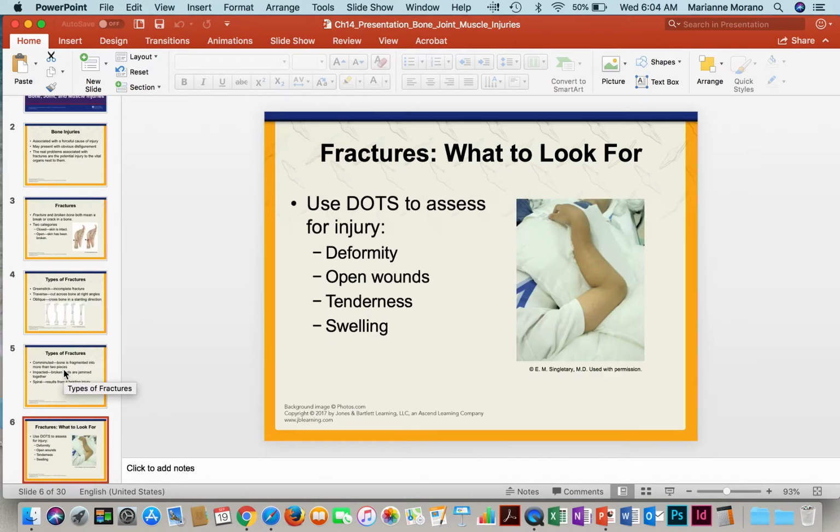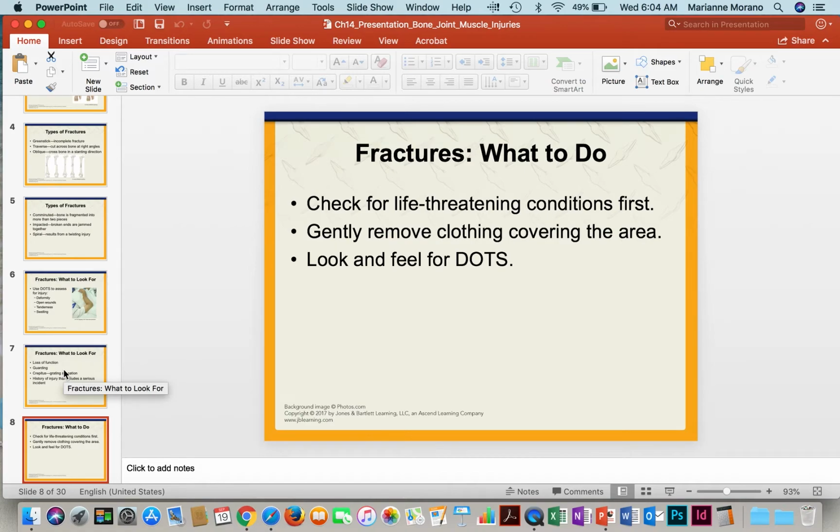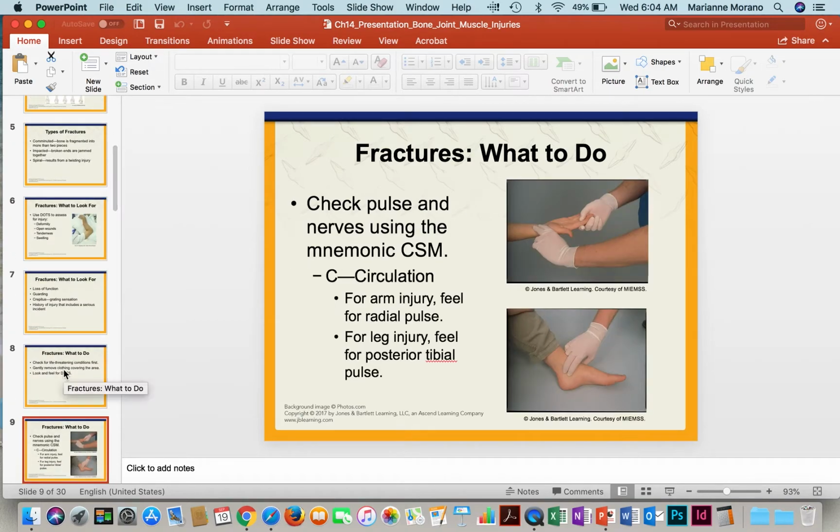When you're looking for a fracture and trying to assess it, remember to use the DOTS mnemonic. It means D is for deformity, O for open wounds, T for tenderness, and S for swelling. You want to look for loss of function, whether the patient is guarding the injured area, if there's a history of injury that includes a serious incident. Check for life-threatening conditions first. Remove clothing that's covering the area and look and feel for DOTS.